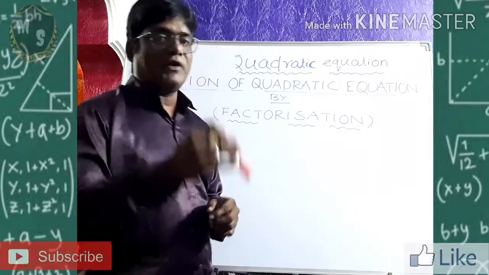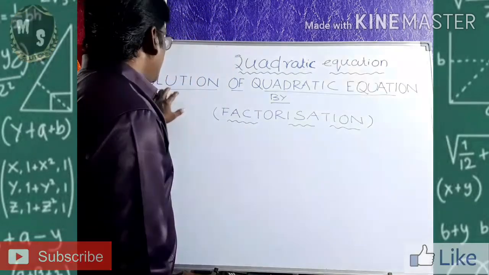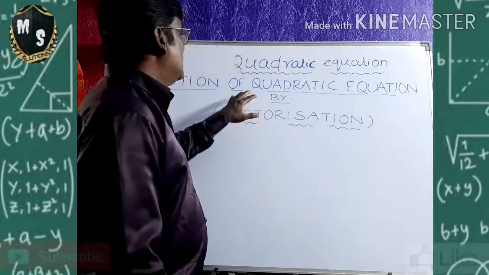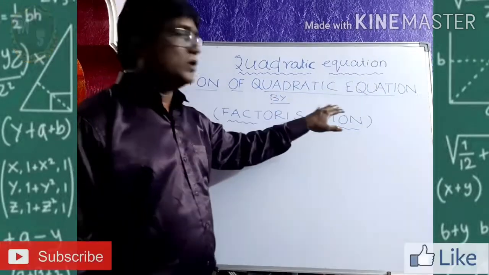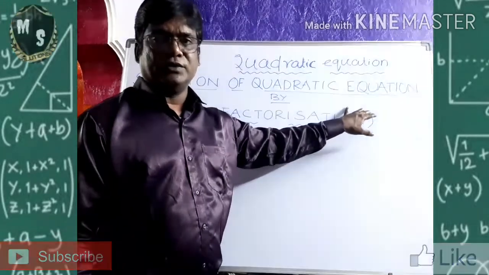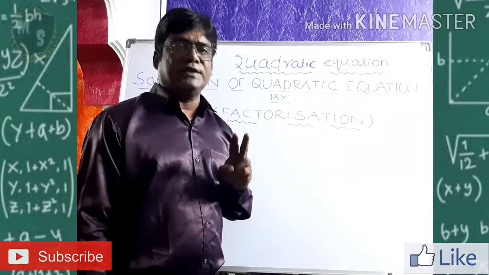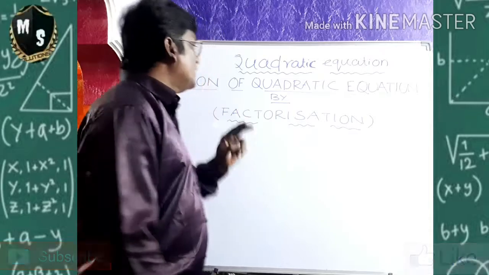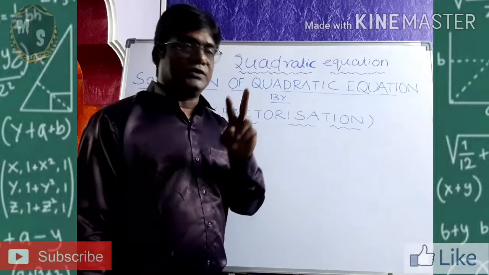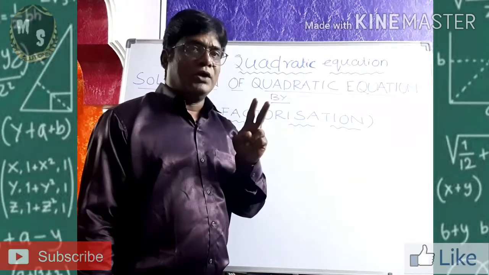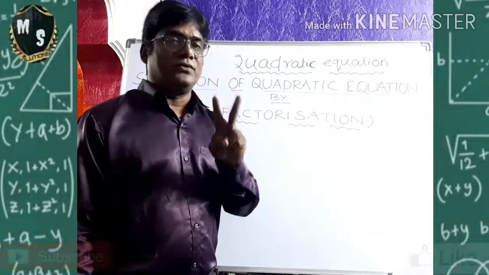So the next part of our discussion is solution. Solution means solution of what? Solution of the quadratic equation. So what is a quadratic equation? A quadratic equation is a degree 2 equation. So if it is a degree 2 equation, then the solutions must be 2.